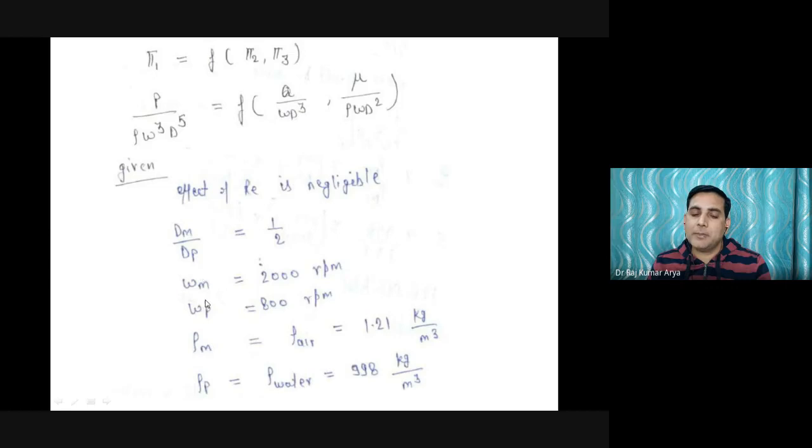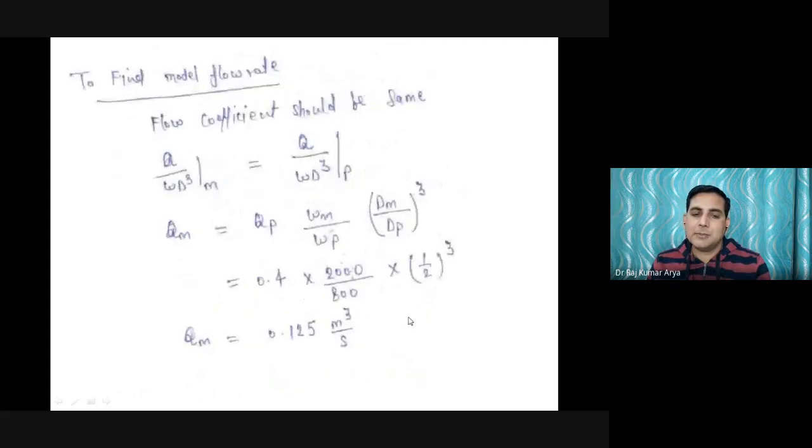The model RPM is given to you, 2000 RPM. You can convert this to seconds also if you want. The prototype is given as 800 RPM. Density of the model: the tests were performed on air, so this is the density of air, 1.1. Density of the prototype, because you want to do this on water, is given as 998 or 1000. Here in this problem 998 is given. Use that. What else is given? These are the dimensional quantities which we have just listed for this problem.